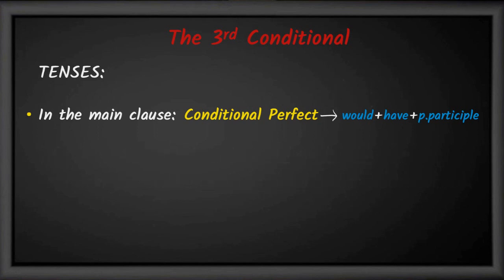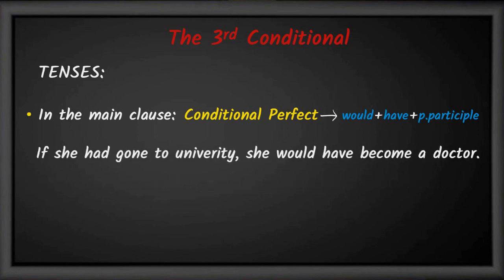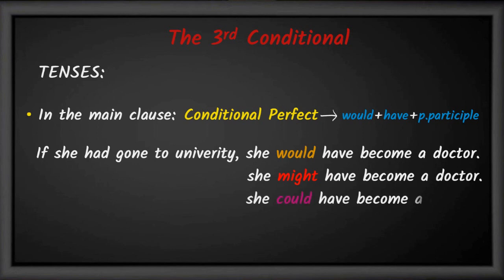Let's see another example. If she had gone to university, she would have become a doctor. In this case, we are sure that she would have become a doctor. But if we are not sure, we can say she might have become a doctor or she could have become a doctor. So even if using would is the most common option, you must know that sometimes we can also use might or could.